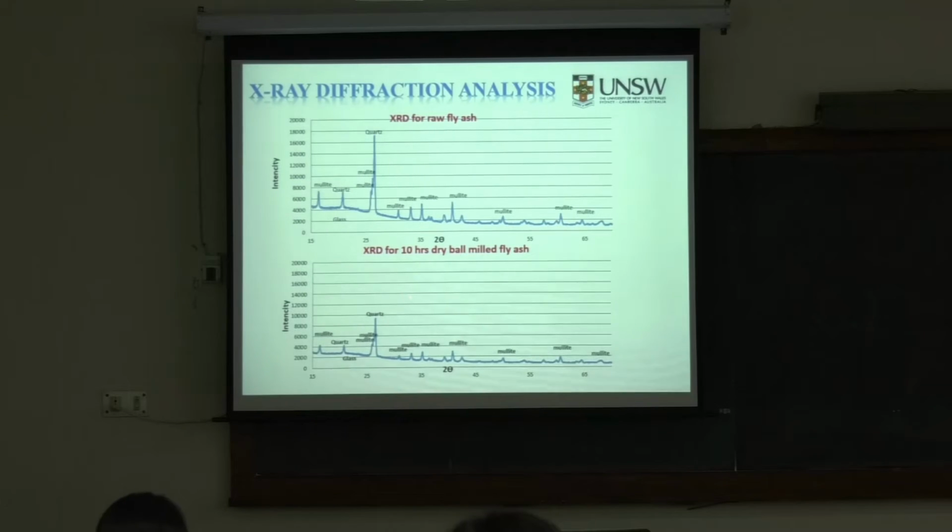Then XRD for 10 hours dry ball mill fly ash, you get the peaks, actually peak intensity comes down. So even for the mullite and quartz, all the peak intensities come down. And you still have quartz, but the intensity comes down by a factor of 2. Like you have 180, and it comes to about 95. So again, comes down by a factor of 2. So this is quite interesting.